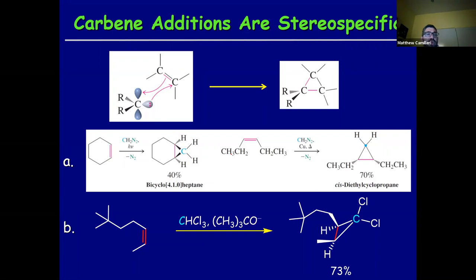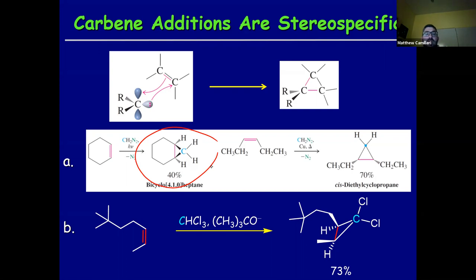And here you have two examples. You have cyclohexene reacting with carbene, and it's giving you bicycloheptane. Now, the naming of these compounds, you don't need to know, okay? And you have, I think, hexene reacting with carbene as well. And this is giving you cis-dialkylcyclopropane. And these are going to be both cis because the carbene will attack from the same side.